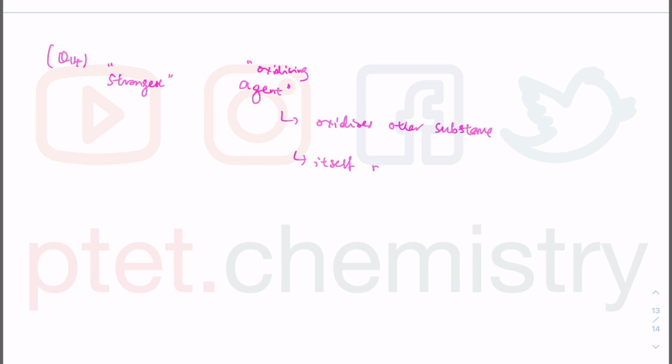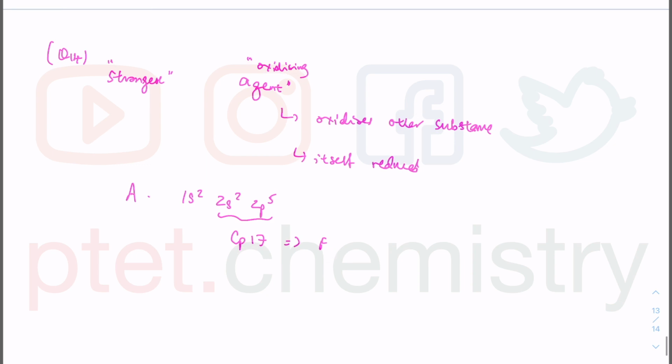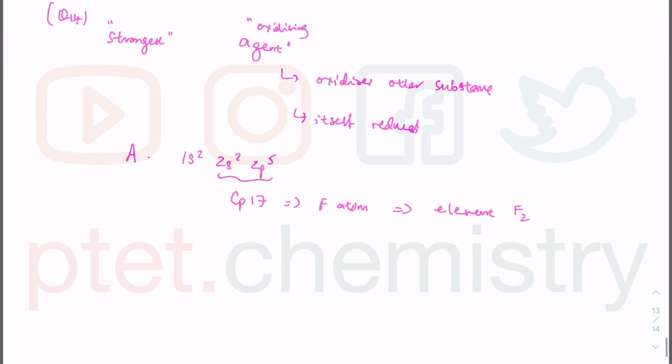So we have to look at this configuration and try to make sense of it. You have 1s2, 2s2, 2p5. This is actually group 17. In period 2, there is your fluorine. It's a fluorine atom, by the way. But then, they say element. The element will be F2 because they ask which element is the strongest oxidizing agent.